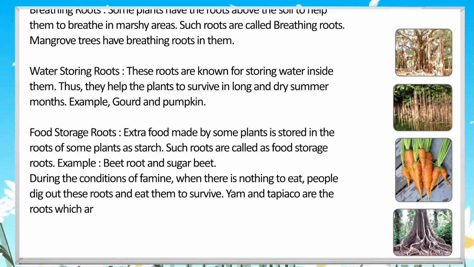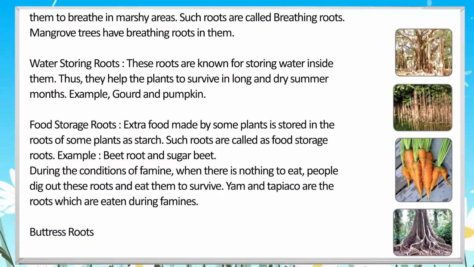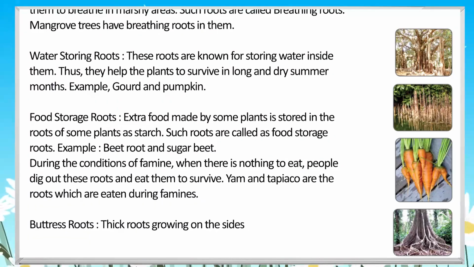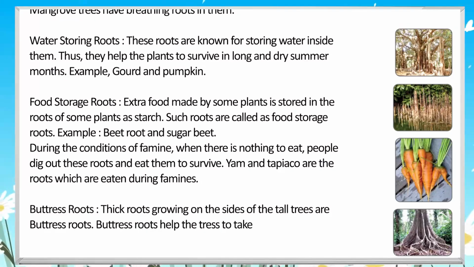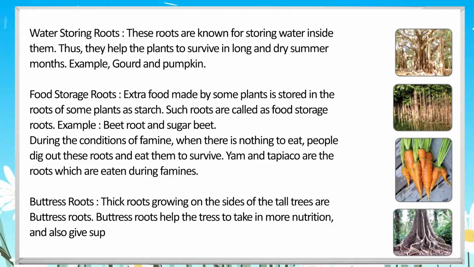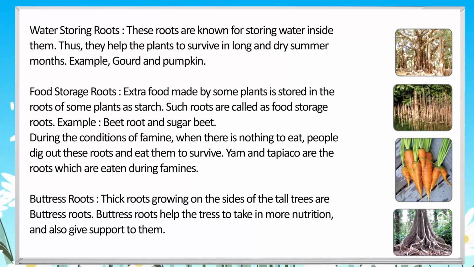Food storage roots. Extra food made by some plants is stored in the roots of some plants as starch. Such roots are called food storage roots. Example: beetroot and sugar beet. During the conditions of famine, when there is nothing to eat, people dig out these roots and eat them to survive. Yam and tapioca are the roots which are eaten during famines.